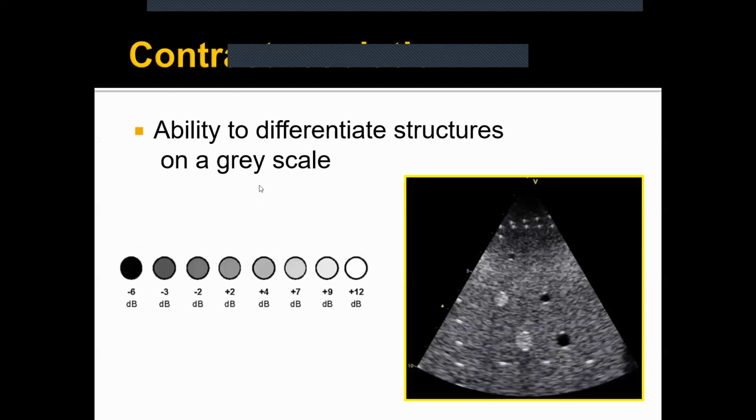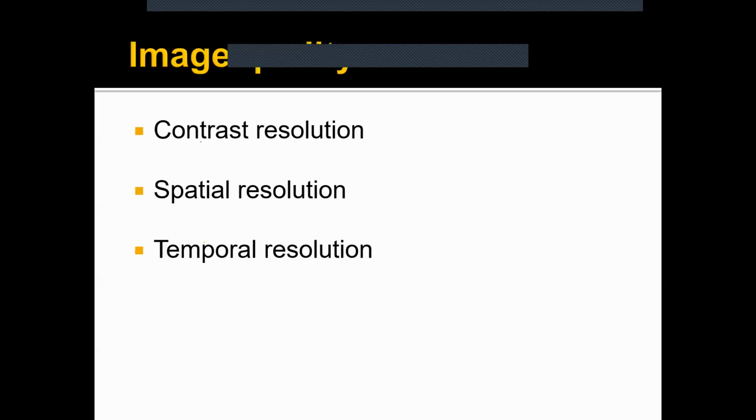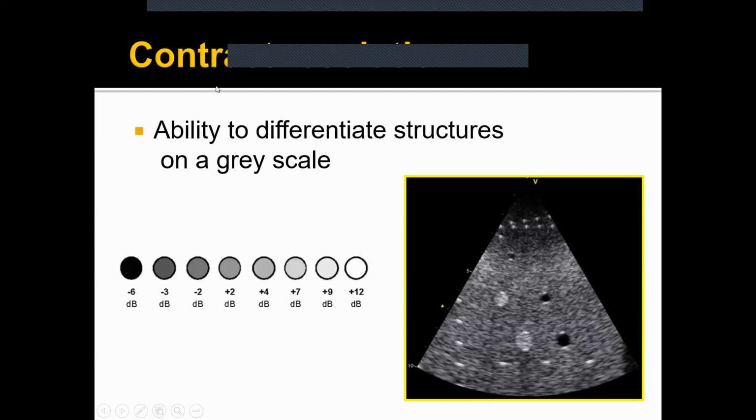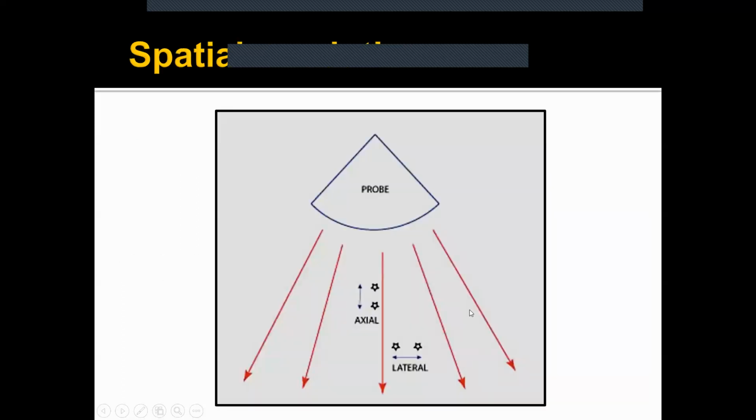So again, as always, we have our contrast resolution, spatial resolution, and our temporal resolution. Contrast being for color, spatial. Now, contrast resolution is the ability to tell the difference between different structures based on the scale from black to white. I'm not going to touch that again. Spatial resolution is again for distance.